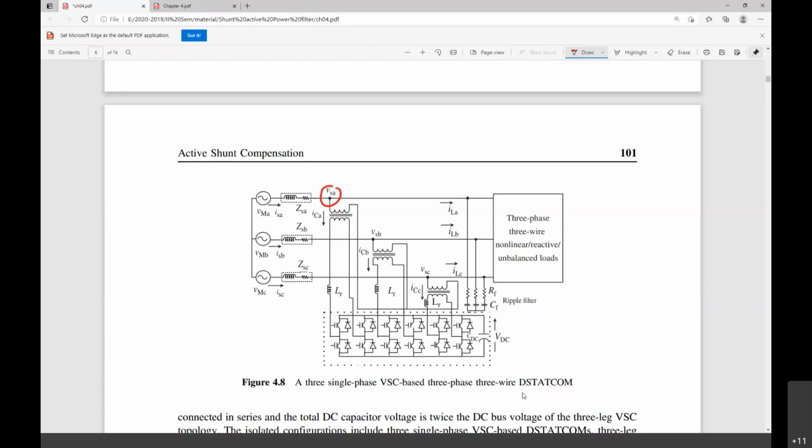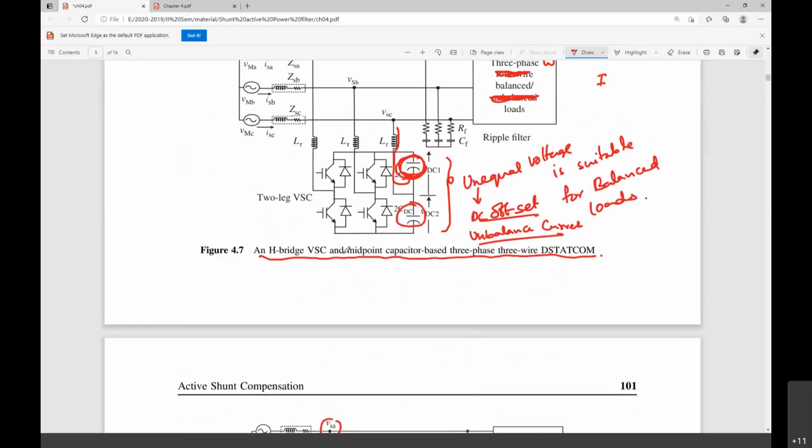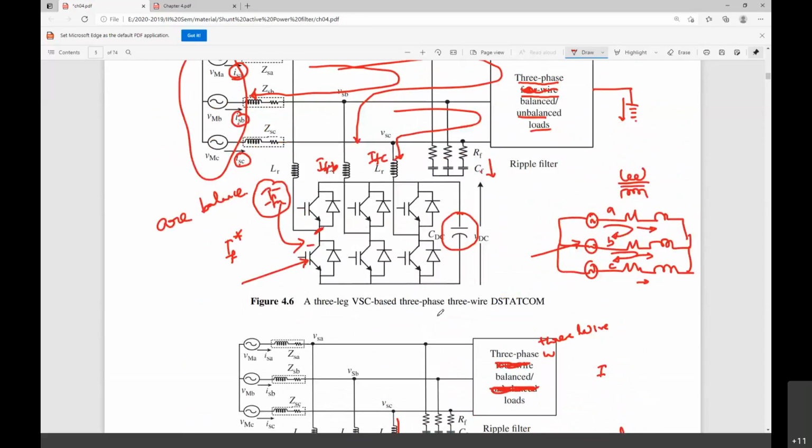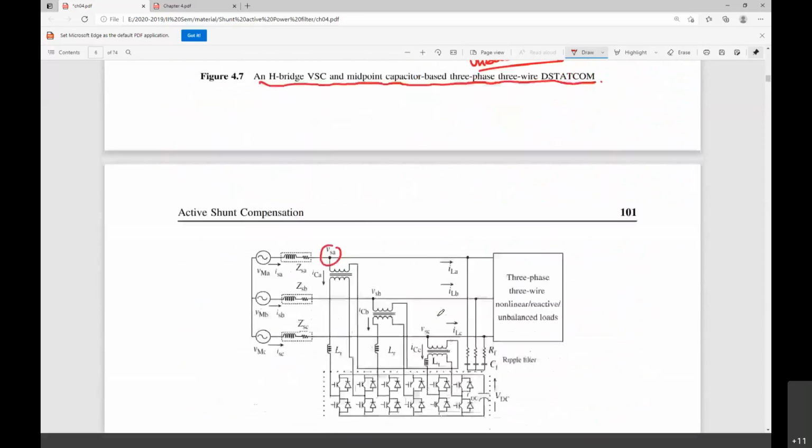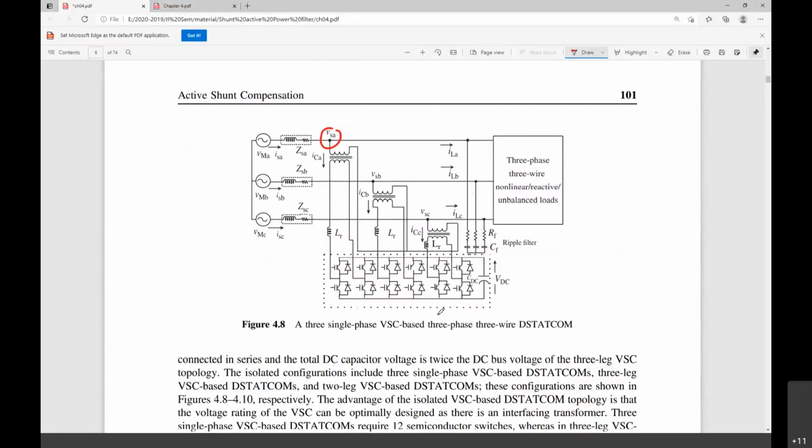The only thing is, the number of switches here is almost double what the topology we have seen in the 3-leg VSC based 3-phase 3-wire D-STATCOM. In this topology it is more. And the transformer is also unnecessary, there will be a power loss on the transformer side, because the filter current which is going to flow has the reactive component current as well as the harmonics.